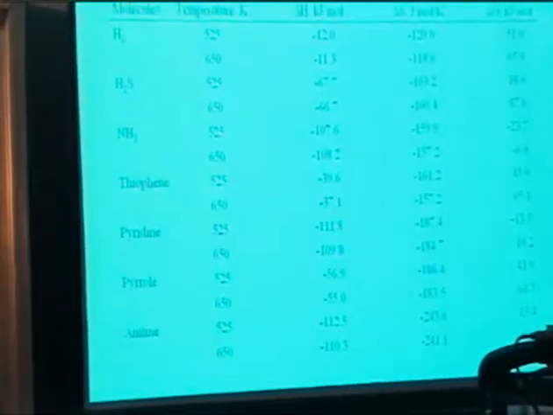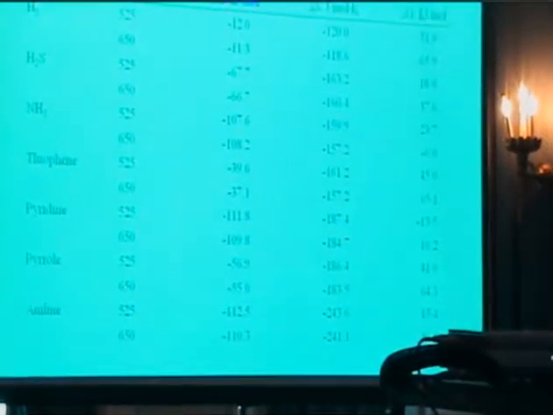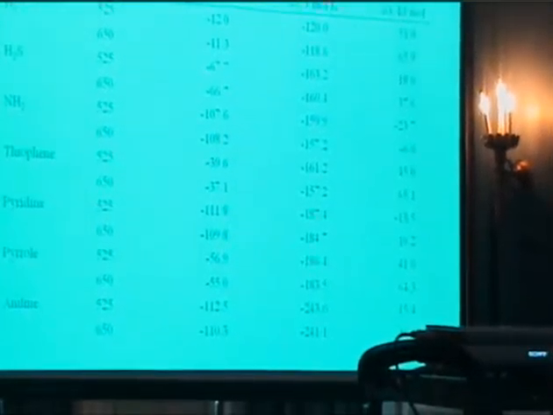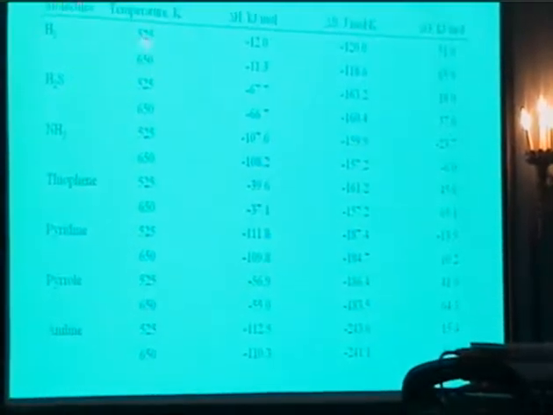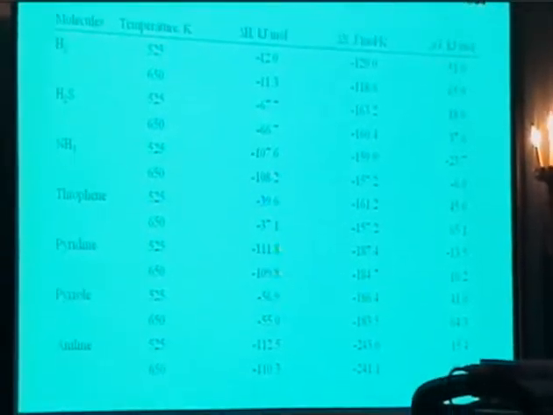If we look at calculating the remainder of the thermodynamic properties, that is delta H, delta S, and delta G, for the adsorbed state. Again, we did this at two different temperatures, 525 and 650 Kelvin. And what you can see is that, again, in terms of delta H, basic nitrogen species interact more strongly with that chemical surface.